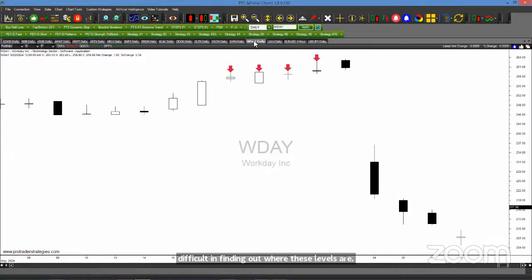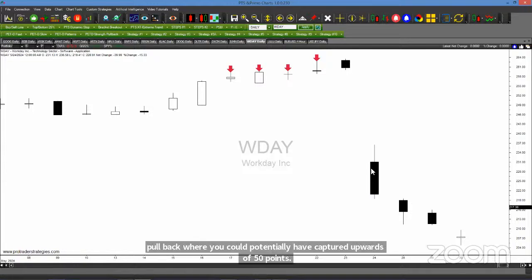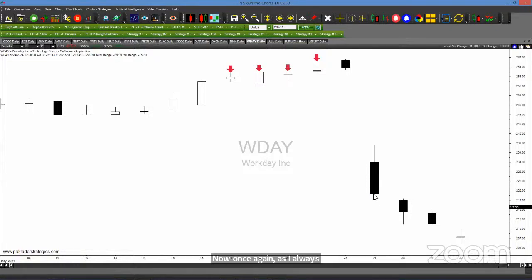Okay, let's look at Workday, okay? Here we have a cluster right at the very top. Right at the very top of this bounce right here, this pullback, where you could potentially have captured upwards of 50 points. Now, once again, as I always say, some news announcement or something happened for this stock to gap down about 20 points. But isn't it funny, strategy number 9, just based off this proprietary method, knew in advance where these signals were before some news announcement came out.